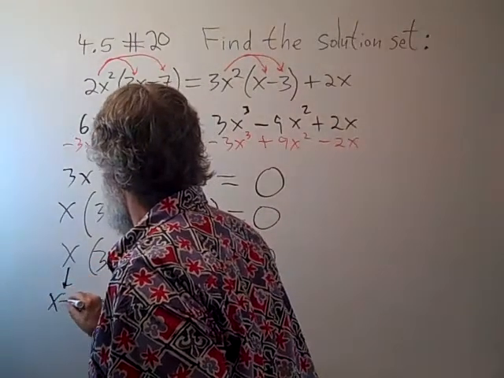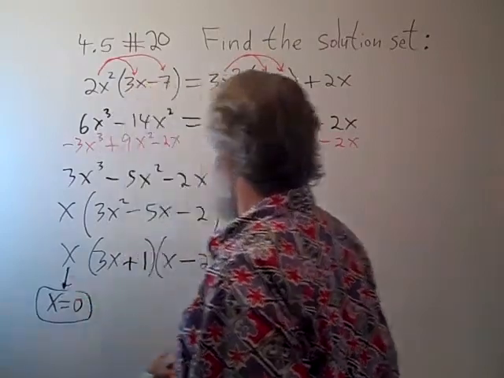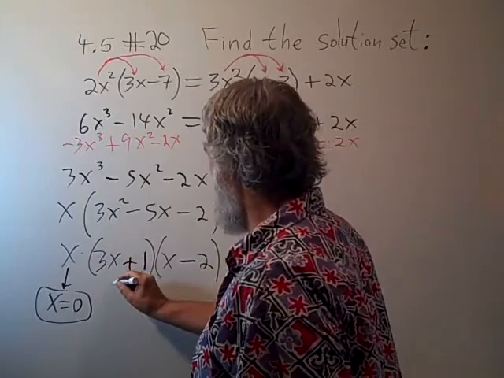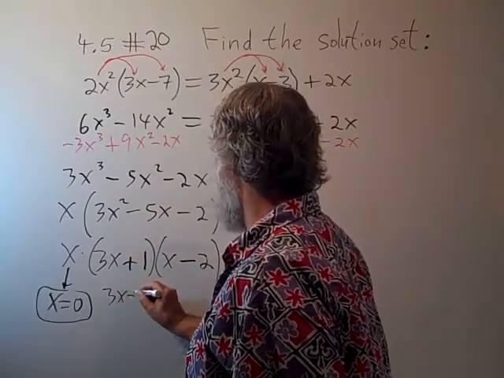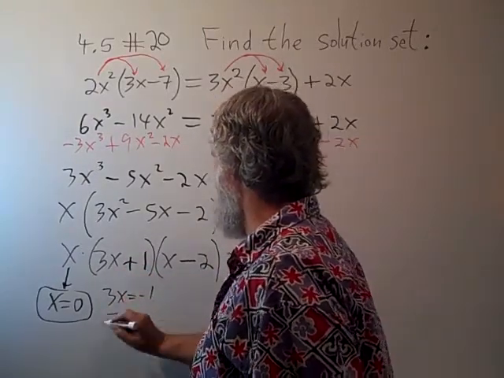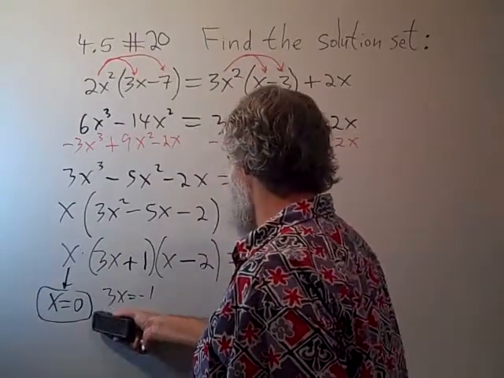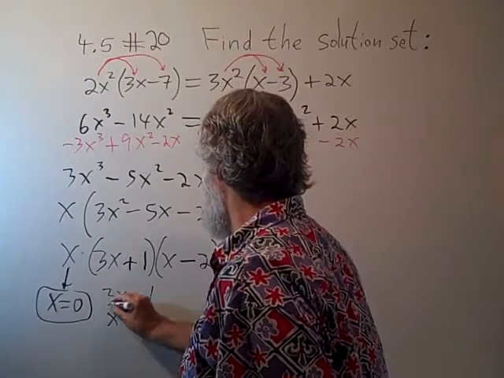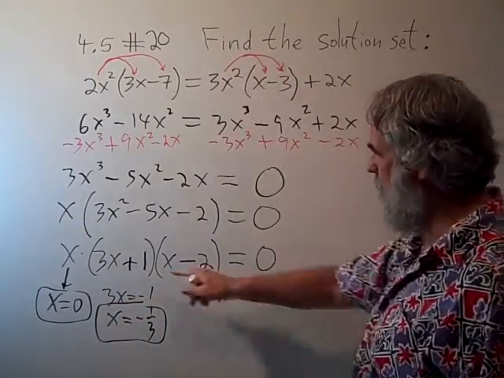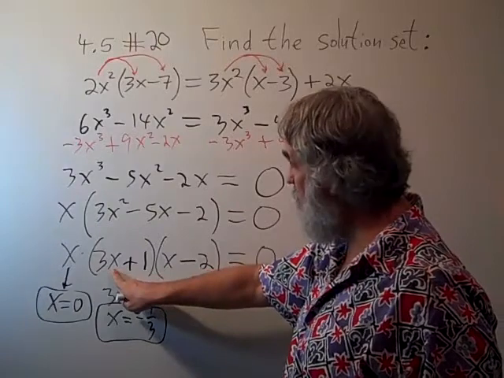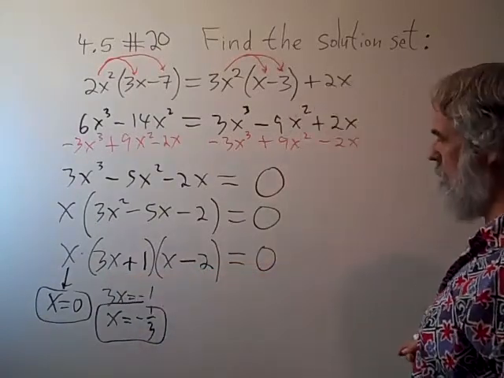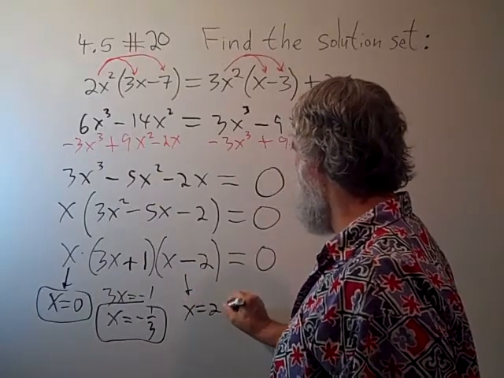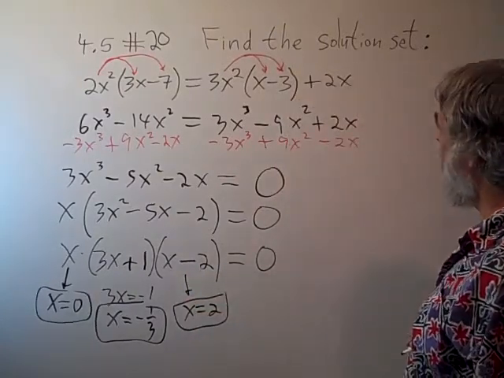Therefore, when x is 0, the product of the whole thing is 0, because 0 times anything is 0. 3x equaling negative 1 will give a solution. That means that x is equal to, dividing both sides by 3 here, x equals negative 1/3 will be another solution. Notice if x is negative 1/3, 3 times negative 1/3 is negative 1. Negative 1 plus 1 is 0, so that'll make the entire product 0. And finally, if x equals 2, that'll make that last term 0.